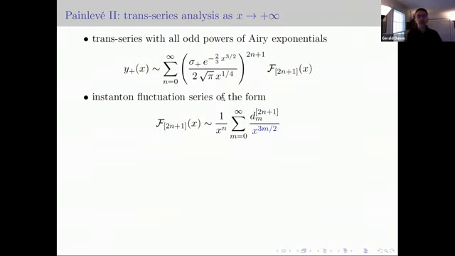So the net result is we have this standard Airy factor, including, you can choose to normalize with this x to the 1/4 here, raised to odd powers, and then multiplied by some asymptotic series for each value of n.